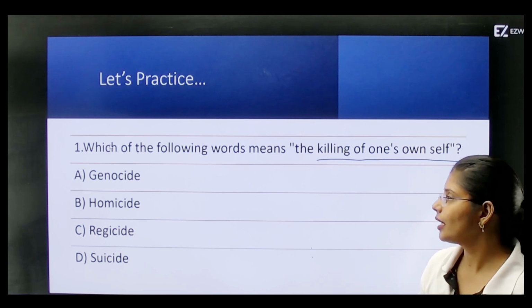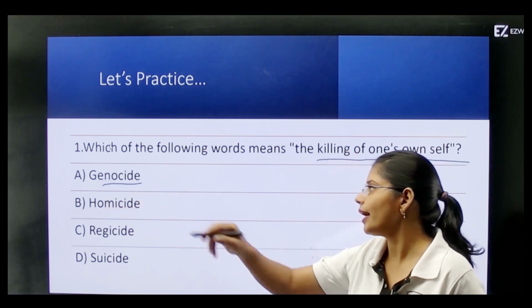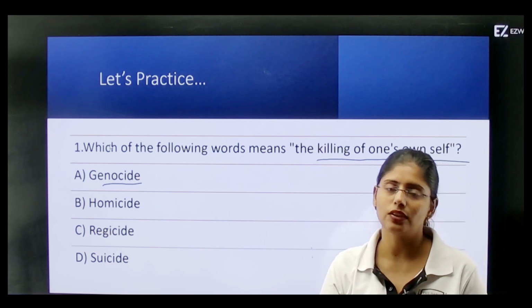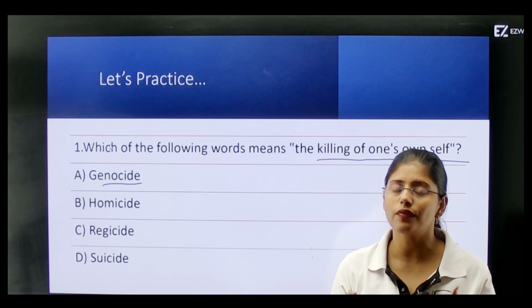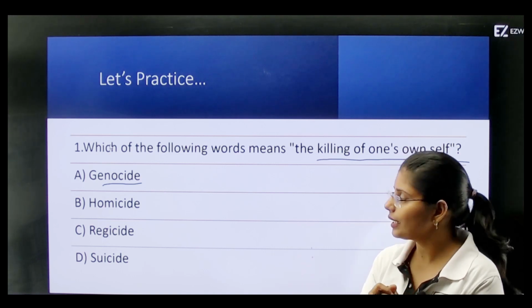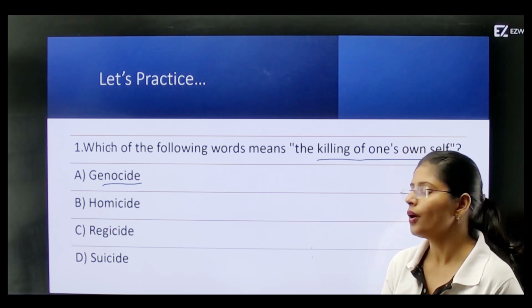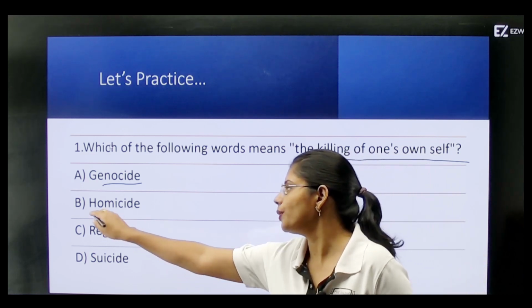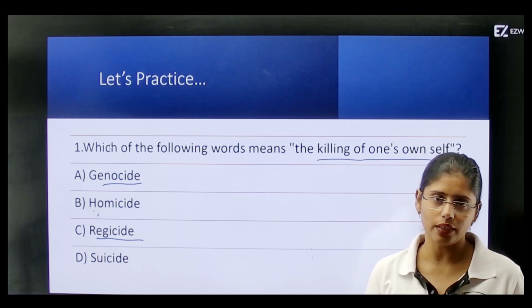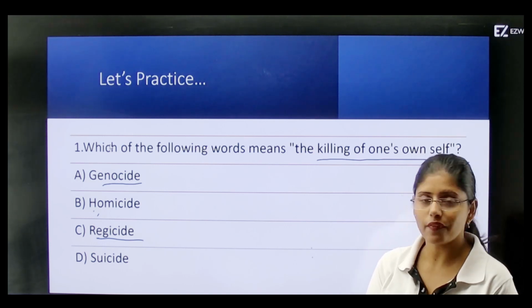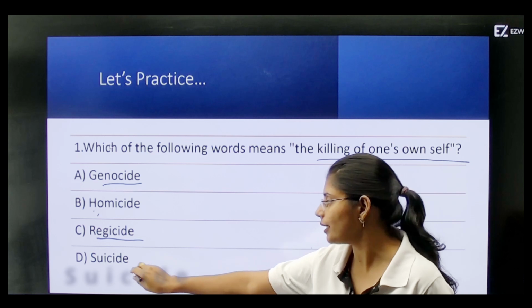Okay, let's discuss now. The first word is genocide. As I told you in the previous slide, genocide means where you kill a large number of people at the same time. That is known as genocide. Homicide means killing of a human. That is homicide. Regicide means the killing of a king or a queen. That is regicide. So we are left with one option, that is suicide.